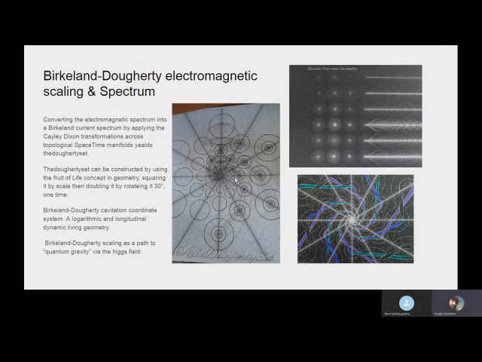Everything's cavitating, and this is a system to help us understand the weights of the atomic scale, and as they pinch and are parts of smaller and smaller arrangements of like attracts like. Carbon atoms attract carbon atoms. Oxygen atoms attract oxygen atoms. It's all a game of like attracts like. Birkeland-Dougherty cavitation coordinate system. So it's a scaling as a path to quantum gravity via the Higgs field.